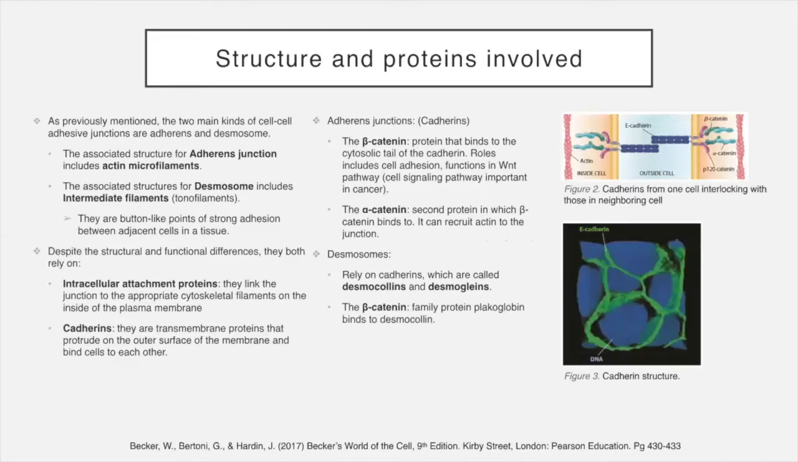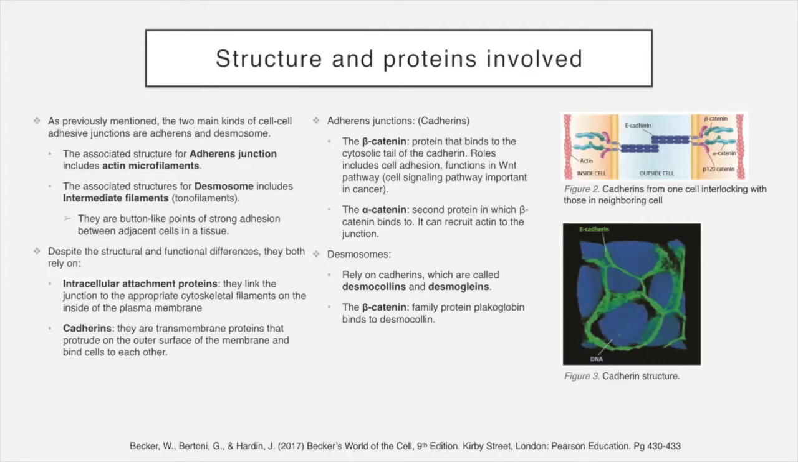The structure and proteins involved: as previously mentioned, the two main kinds of cell-cell adhesive junctions are adherens junctions and desmosomes. The associated structure for adherens junctions includes actin microfilaments, and the associated structure for desmosomes includes intermediate filaments known as tonofilaments. They're button-like points of strong adhesion between adjacent cells in a tissue. Despite the structural and functional differences, they both rely on intercellular attachment proteins called cadherins.